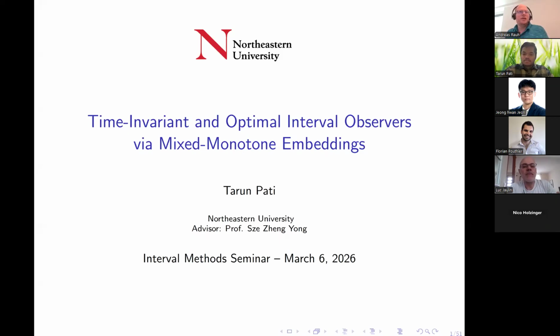And before that, he did his master's studies at the Iowa State University and his Bachelor of Engineering studies at Osmania University in India. And his research focus is on robust and safety critical control, especially with the help of interval methods and set value techniques. And that's also exactly the field from which the current presentation will be. It's about time-invariant and optimal interval observer design via mixed-monotone embeddings. Tarun, the floor is yours.